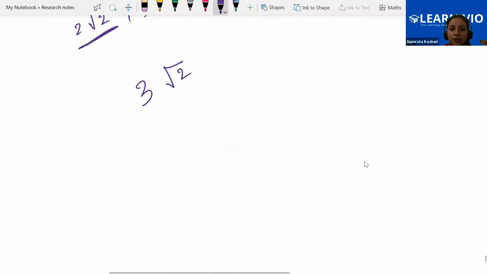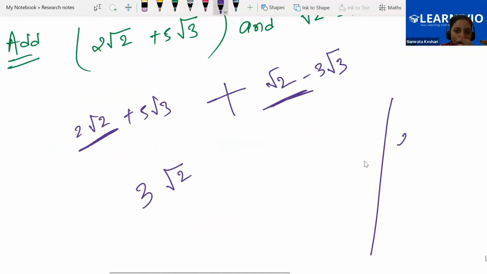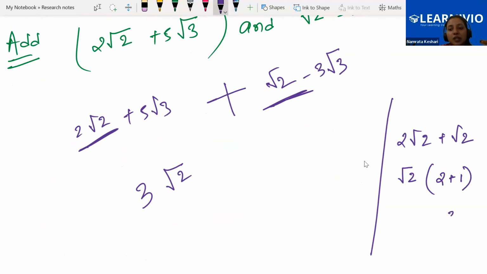When we are having 2 root 2 plus root 2, basically we are taking out root 2 as a common and we are left with 2 plus 1. That is 3 into root 2, which can be written as 3 root 2. Am I making sense to both of you? I don't understand it. Okay, so the concept is 2 root 2 plus root 2 became 3 root 2.